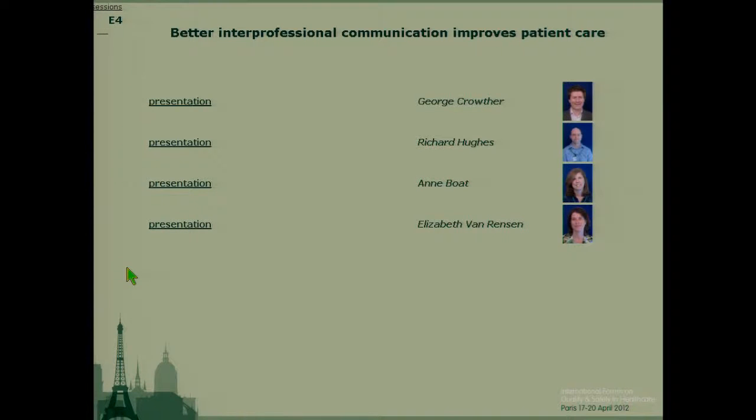My name is Robert Varnum. I'm a family physician from Manchester in the UK, and I work at the NHS Institute. And I'm chairing today's session. My job is to help us keep to time. I'm sure you won't have any difficulties with that. We have four fascinating presentations about some different approaches to improving interprofessional communication.